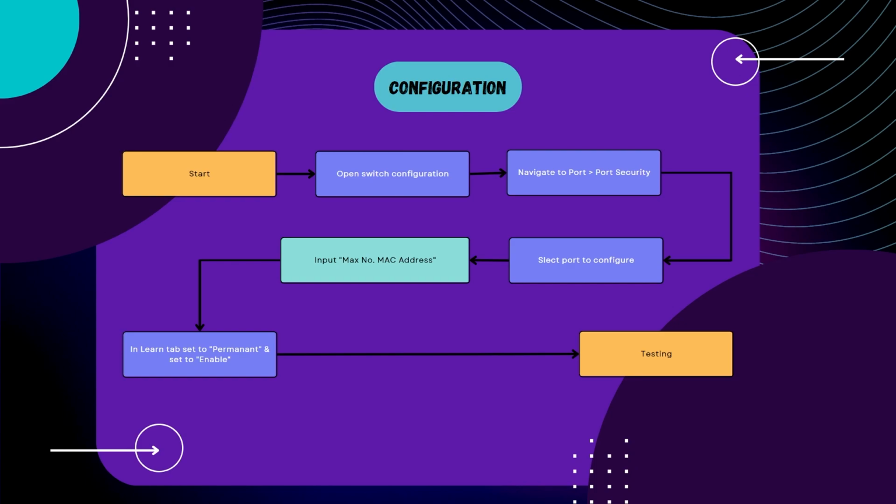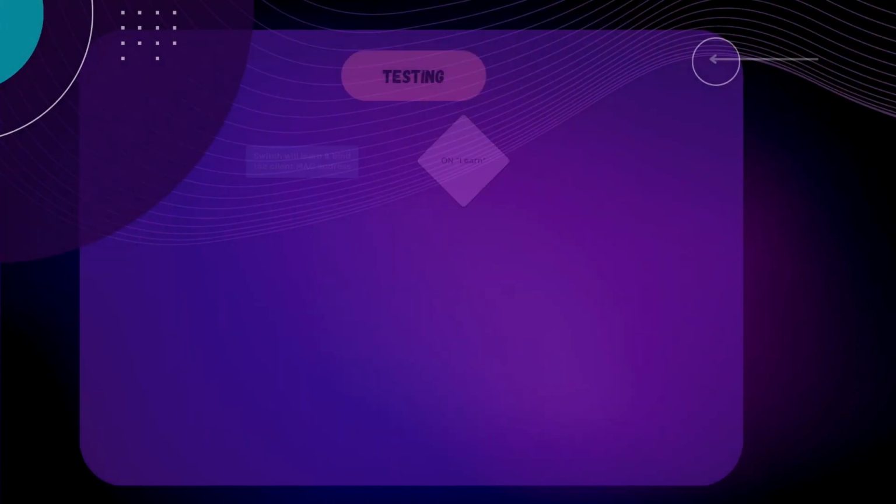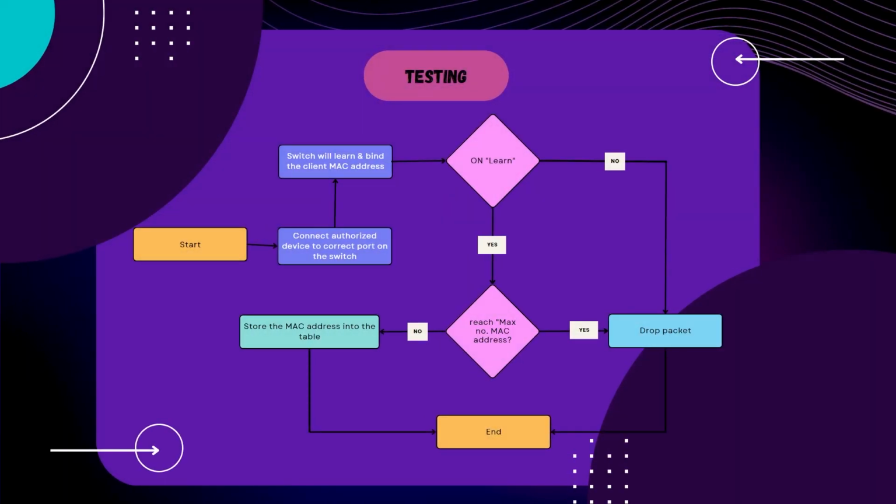And lastly, we can test the port security. Testing: firstly, we need to connect an authorized device or computer to the specified port of the switch correctly, and then the switch will bind with the MAC address on that specific port. If no learned MAC address is connected to the port, it will learn and key it into its database as long as there is still quota previously set in the max learn MAC.